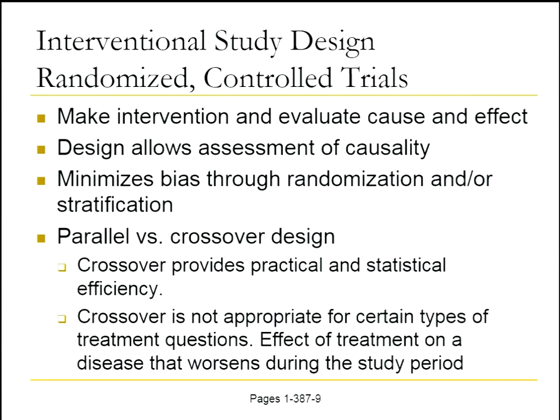So these are studies in which we make an intervention and then evaluate cause and effect. We minimize biases in these types of studies through appropriate randomization or appropriate stratification as is necessary for that. The two most common types of randomized controlled designs are the so-called parallel design and the crossover design. So let's just look at these just a little bit in more detail.